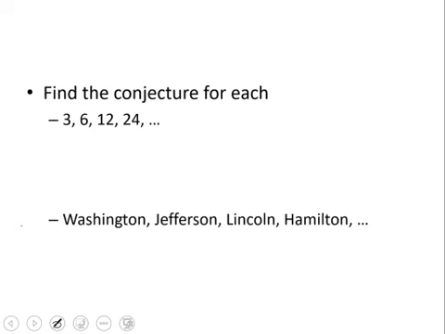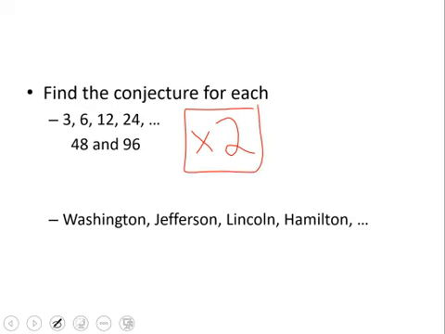Okay, so let's go back to these previous ones. The first one, the next two numbers of 3, 6, 12, 24 are 48 and 96. The reason is because I am multiplying every one by 2. So 3 times 2 is 6, 6 times 2 is 12, 12 times 2 is 24, 24 times 2 is 48, 48 times 2 is 96, or doubling. That's how we are getting our next numbers. This is your conjecture: how are you getting the next two numbers?